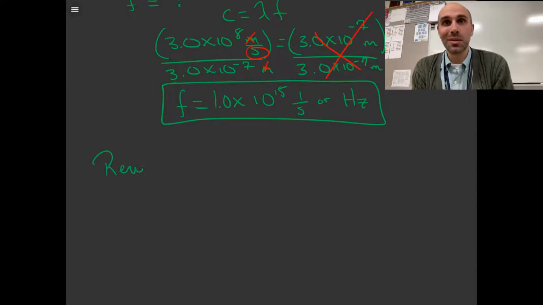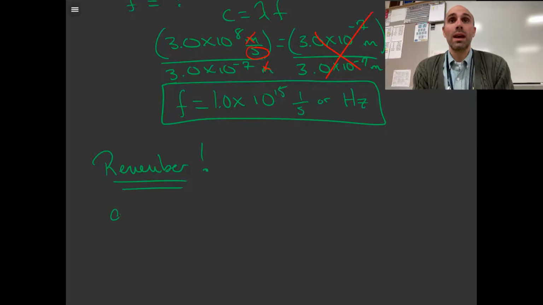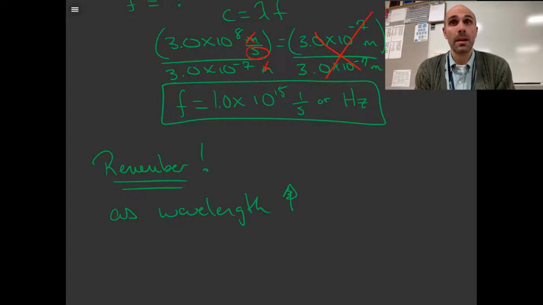So as a quick review, as wavelength increases, the up arrow, as wavelength goes up, the frequency will decrease. They are inversely proportional. Conversely, as wavelength or lambda decreases, the frequency will increase. It's very important to realize that these are inversely proportional.